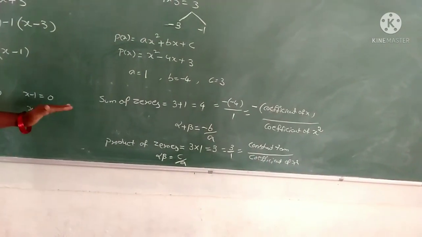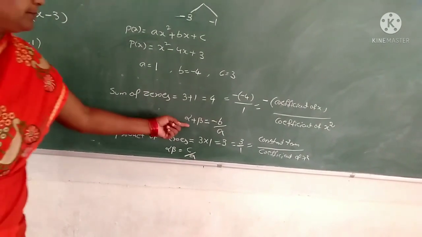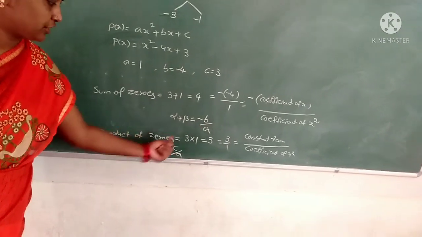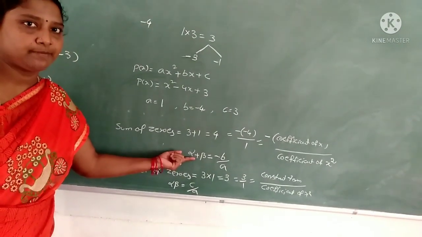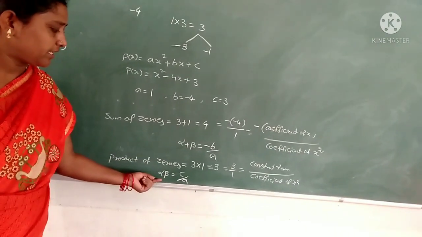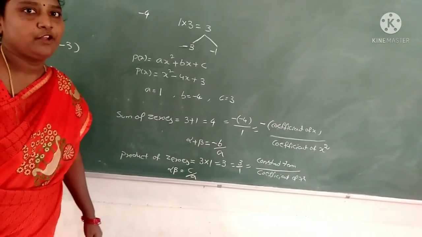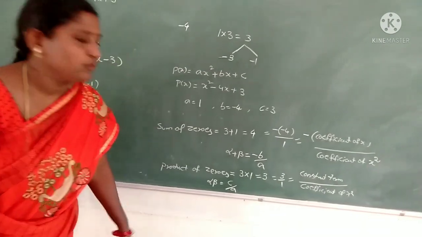So this is the relation between the zeros and coefficients. Alpha plus beta equal to minus b by a and alpha beta equal to c by a. We get these values.